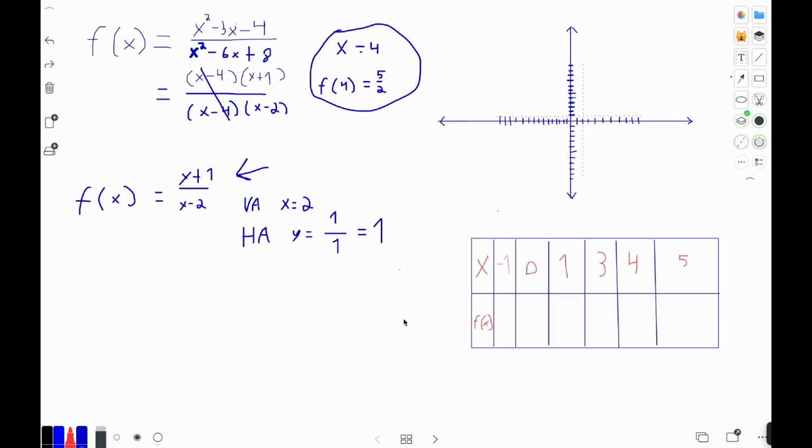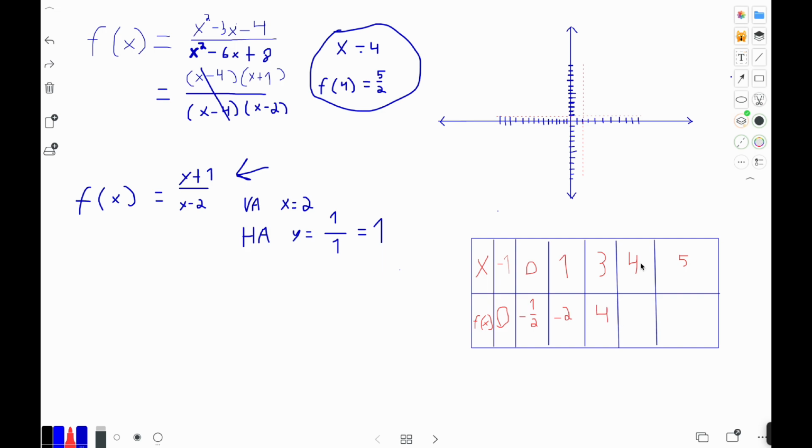Now that we have all these beautiful points, we can use the calculator to plug in the x values into the final version of f of x. So if we plug in -1 for x, we're going to get 0 over -3, which is just 0. And if we plug in 0, we're going to get 1 over negative 2, so just negative 1 half. And if we plug in 1, we're going to get 2 over negative 1, which is just negative 2.